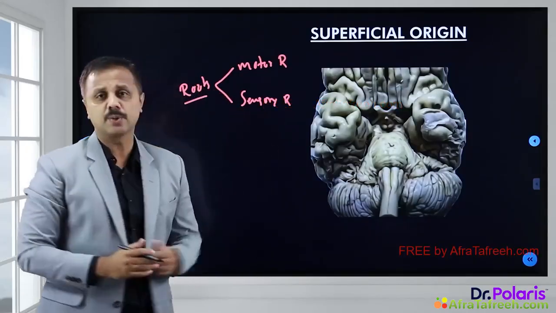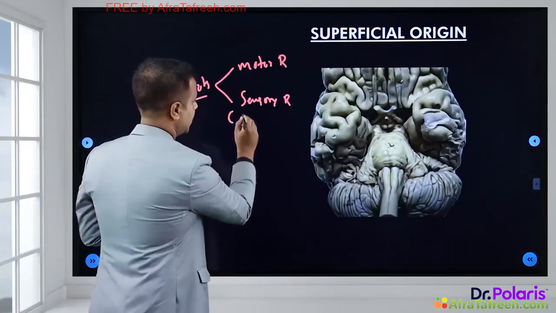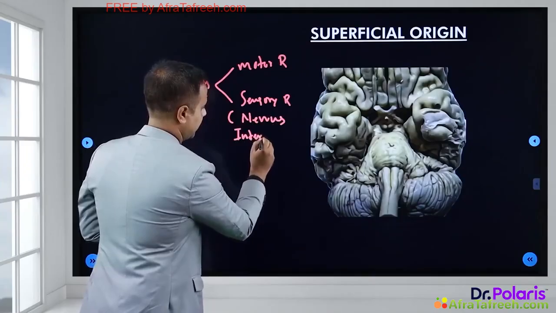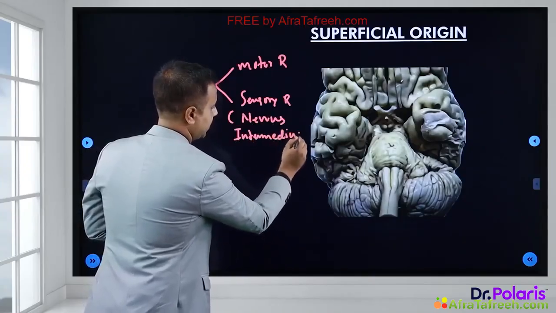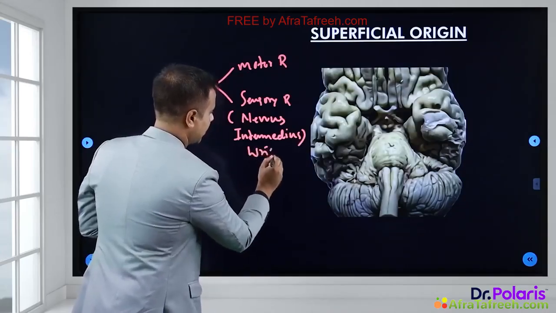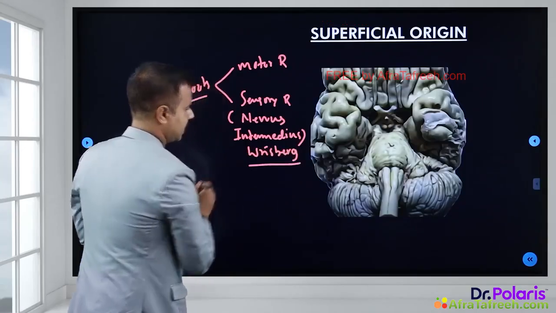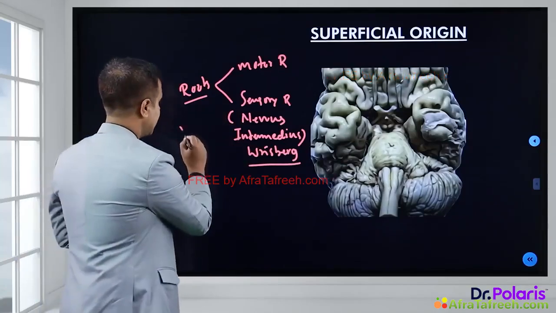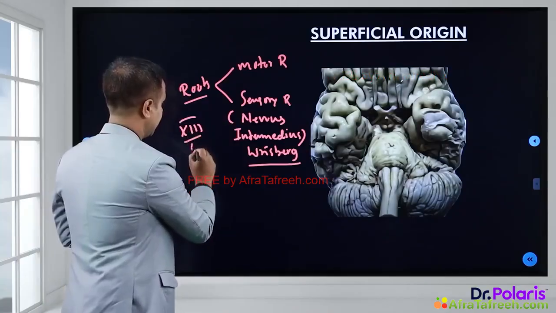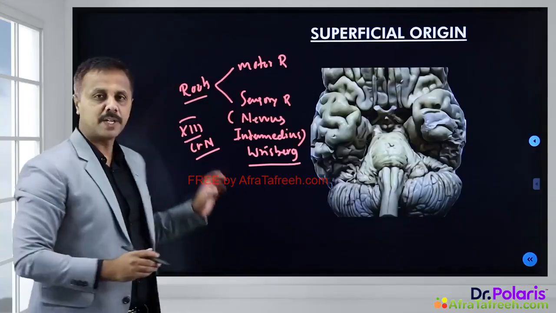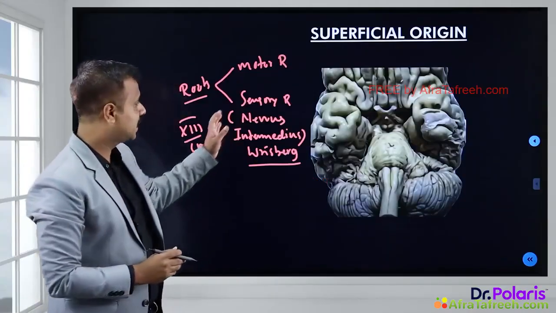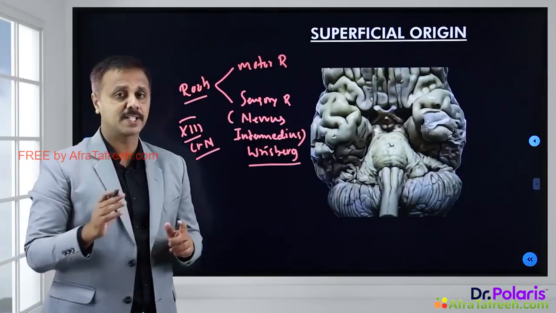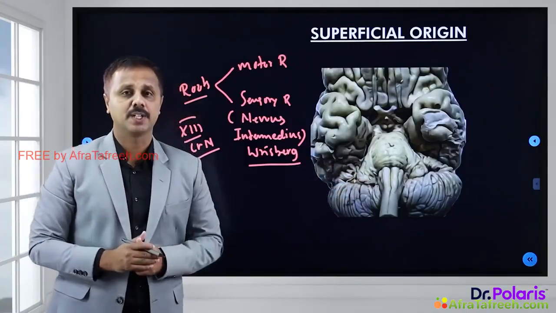Right? The sensory root of the facial nerve is also referred to as nervus intermedius, or also known as the nerve of Wrisberg. Right? Some of the authors even describe the sensory root as the 13th cranial nerve. Now don't worry too much about this. Fine? So this is nervus intermedius. Now let's try to understand where exactly it is attached to the brainstem.